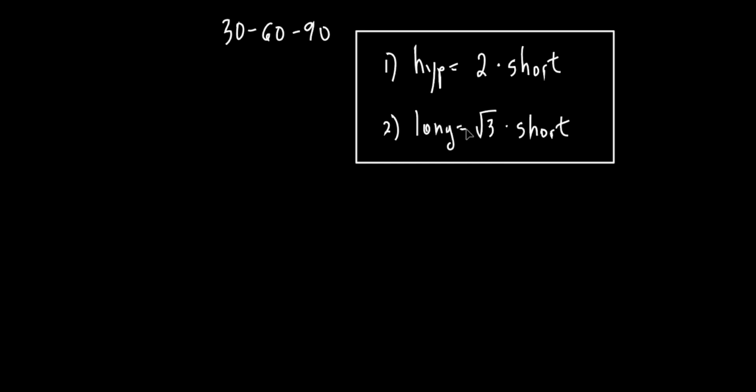That's what you got to remember. Hypotenuse is twice the short side. The long side is the square root of 3 times the short side. All right? Let's write it down. You said number 7?